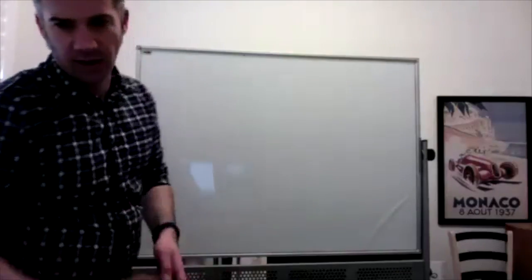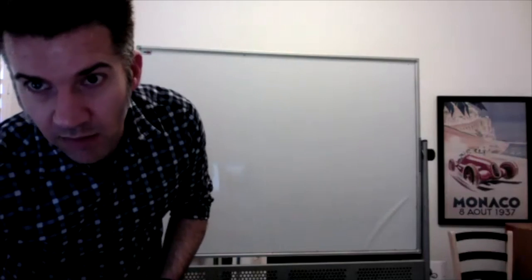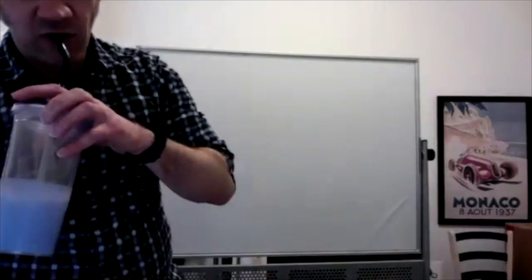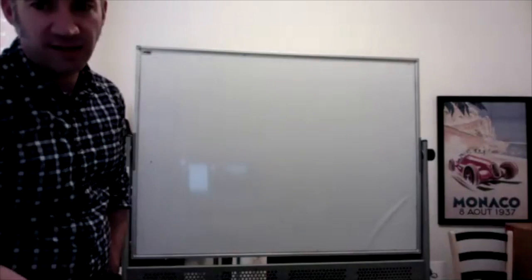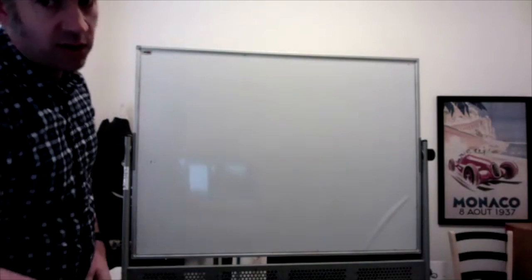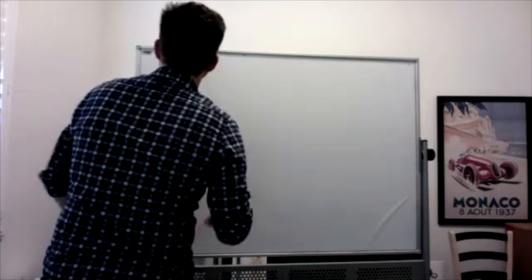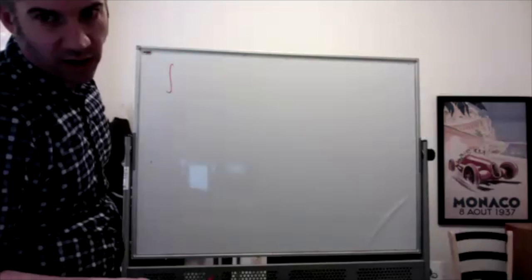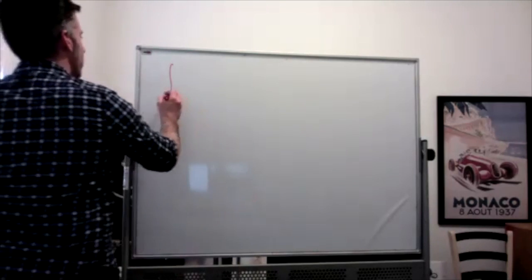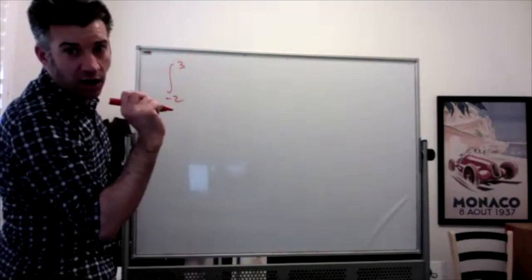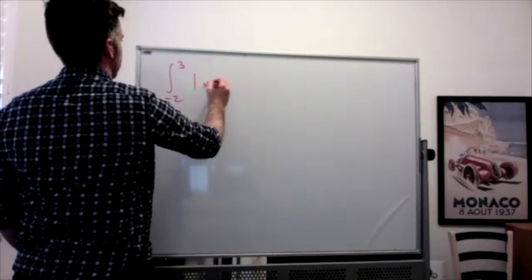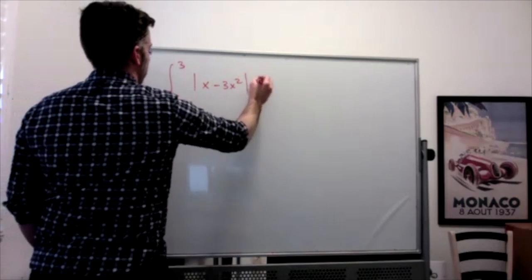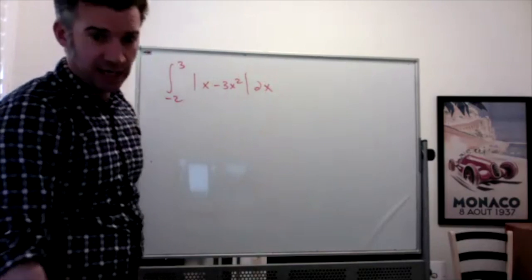So let me look at the problem here and then I'll make up something of my own flavor. Let's see here. All right, that's awful. That's really awful. Yeah, that's a gross looking problem. Okay, so let's see. Sorry, this problem's a little gross. Let's do the integral from -2 to 3 of the absolute value of x minus 3x squared, which looks absolutely heinous.